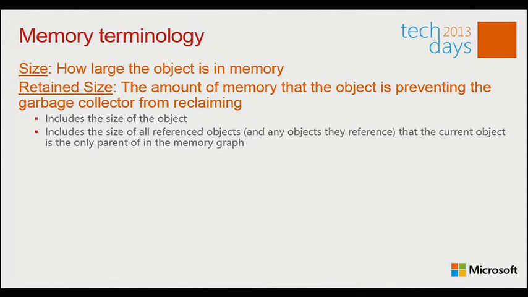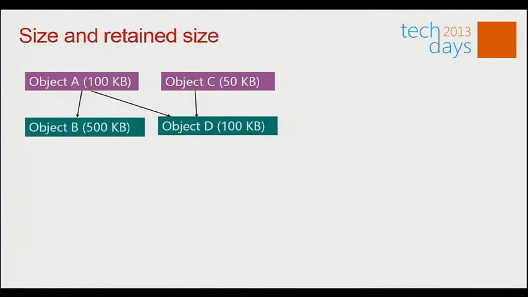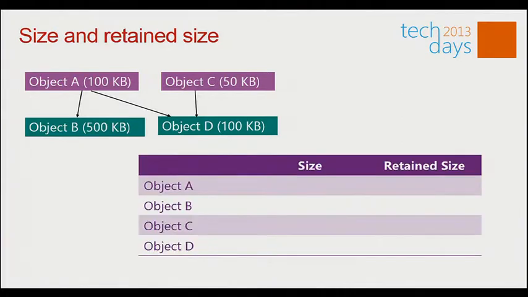So sometimes that word description isn't that helpful. So let's say that this diagram here is what your memory looks like. Those are the sizes of each of those items. So what do people think the retained size of object A is? Feel free to shout it out if you want.